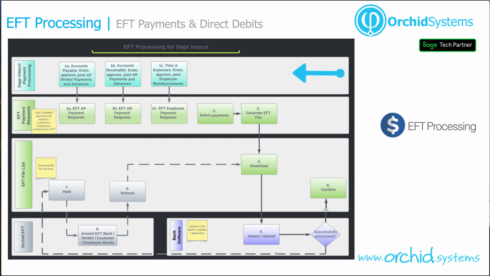So whether you're using EFT for vendor payments, accounts receivable, direct debits, or employee expenses, it works the same way. You enter and post and approve the AP payment, the AR payment, or the employee reimbursement. So you use the Sage Intacct processing to post the original payments. And then you use EFT processing to select those payments that you want to include in an EFT file, generate the EFT file, download the file, upload or import or SFTP to the bank, and once the bank is confirmed, you confirm the EFT file.